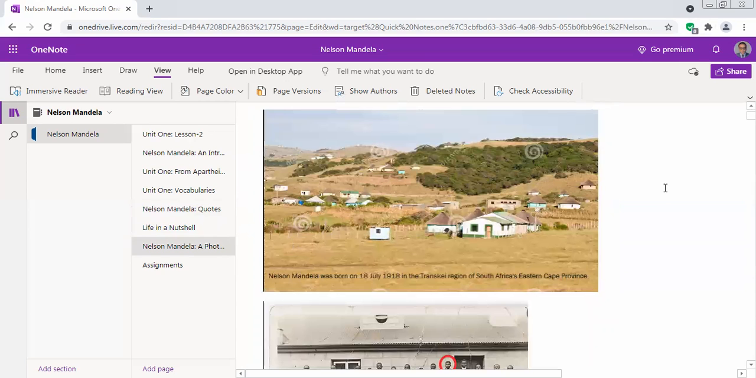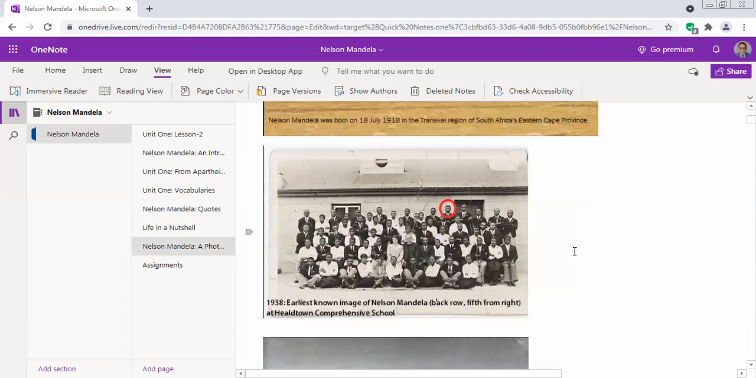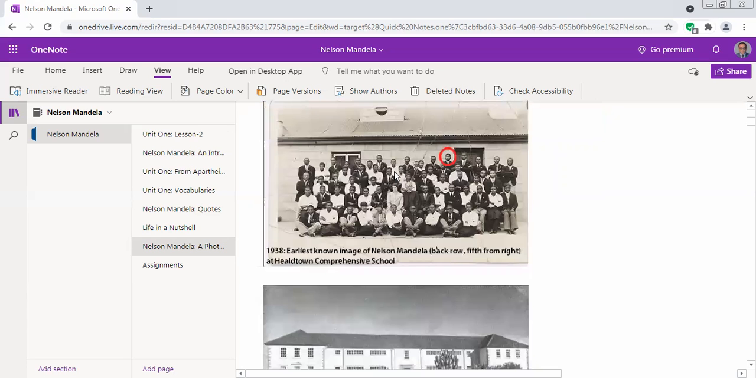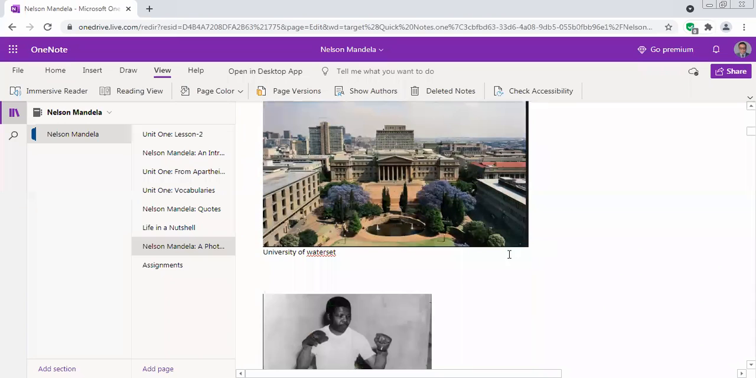Here is the place I have quoted and captioned. For example, this is the place where Nelson Mandela was born, and this is the school where he studied and graduated from, and where he met his mentor. And this is the college from where he was expelled for taking part in a movement. So this is the University of Witwatersrand.